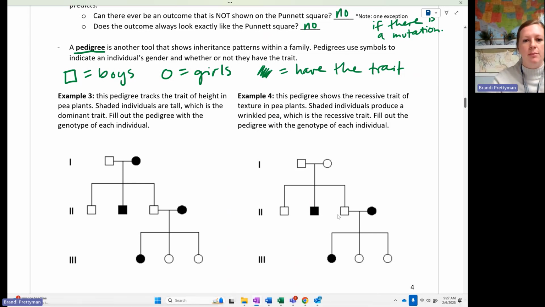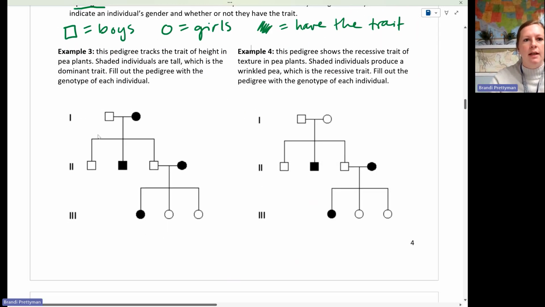So let's do example number 3 together. Example number 3, this pedigree tracks the trait of height in pea plants. Shaded individuals are tall, which is the dominant trait.